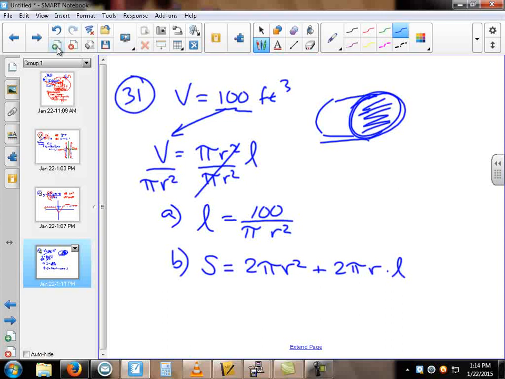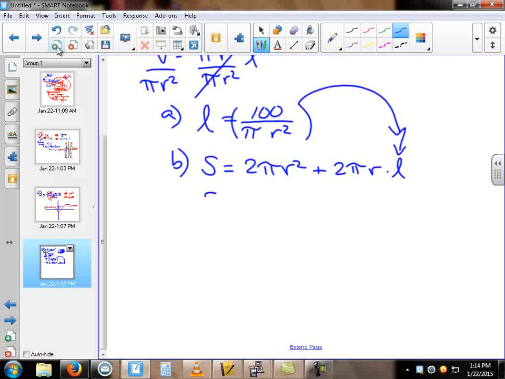But I want it to only be in terms of the radius. So instead of writing L here, I'm going to take this equation and plug it in. I'm going to do a little substitution. And so S is now 2 pi r squared plus 2 pi r times 100 over pi r squared.